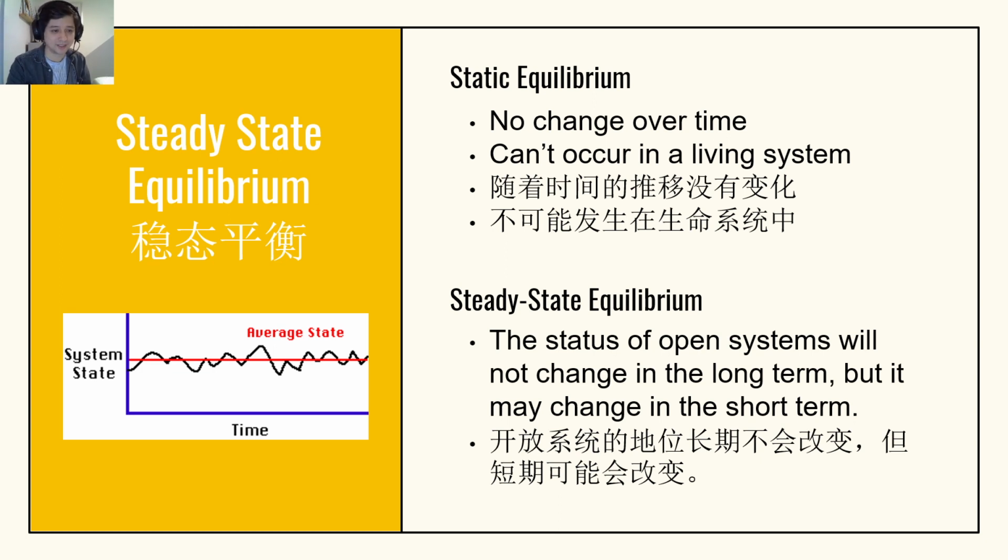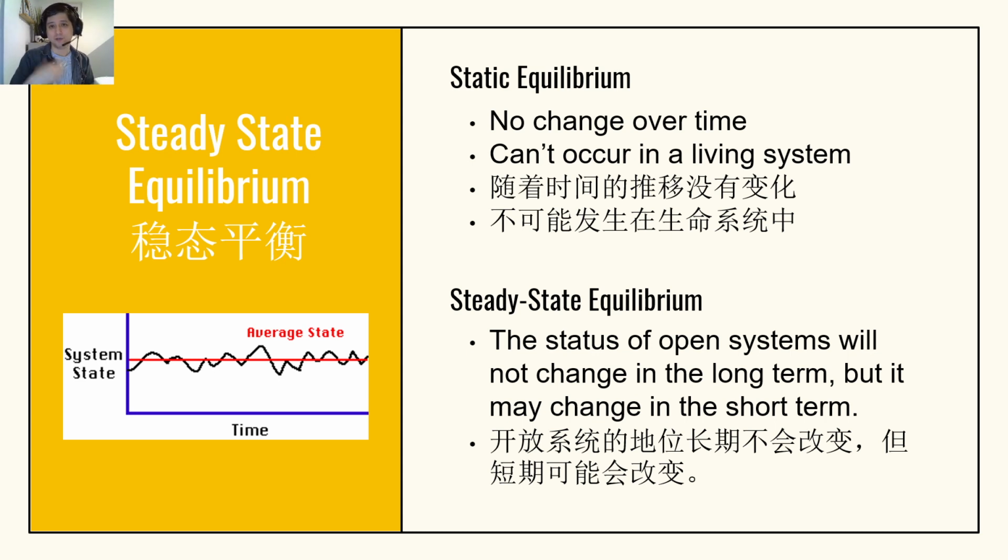Now, this can happen in a living system: steady state equilibrium. It's similar but different. You'll notice they both have this word equilibrium here. Well, the difference is that in a steady state equilibrium, there is some change. It goes up, it goes down, but on average, it stays the same. An example of that would be your temperature, right? Over time, you get a little bit hotter or a little bit colder, but over the course of your whole life, it's always about the same. It never changes too much.